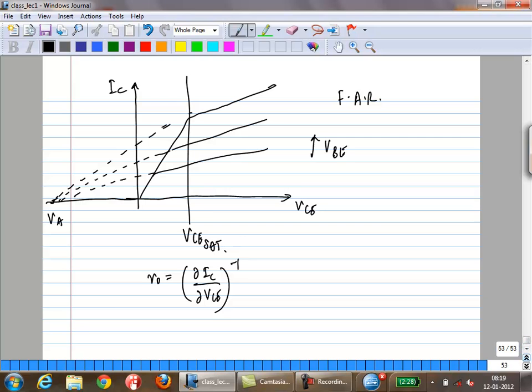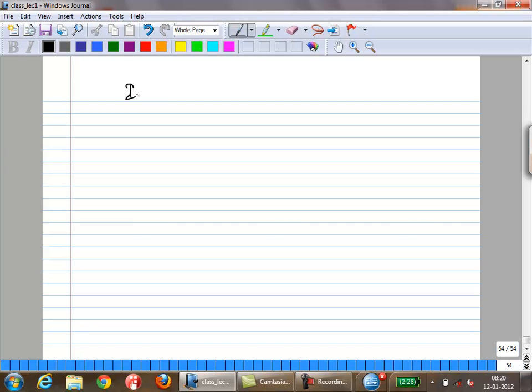So what is the IC as a function of VBE and VC? Some saturation current IS, into e to the power of VBE over VT, into 1 plus VC over VA. Where VT of course is kT over q, right?